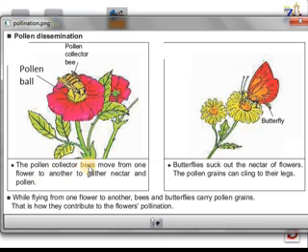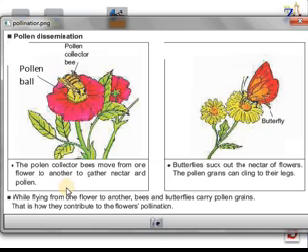The pollen collector bees move from one flower to another to gather nectar and pollen. You know that the bees gather nectar from the flower to make honey. Butterflies, on the other hand, suck out the nectar of flowers. They feed on the nectar, they eat the nectar. The pollen grains can cling to their legs. The pollen grains stick to their legs.